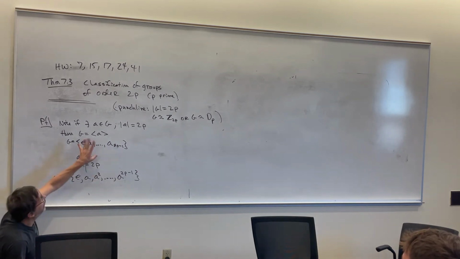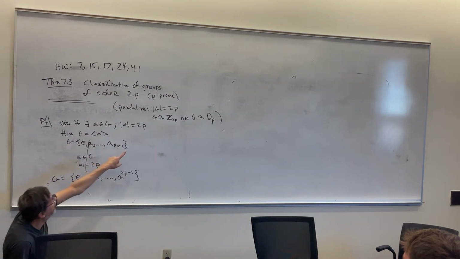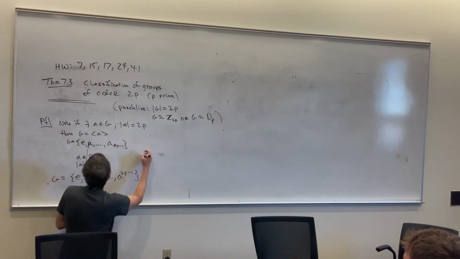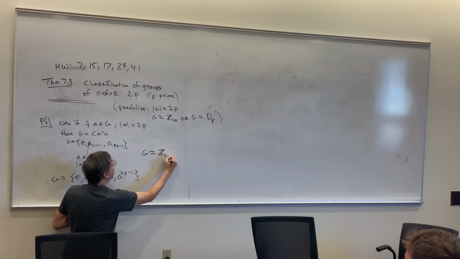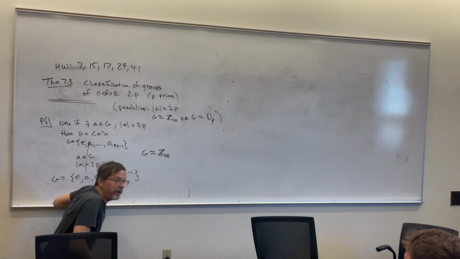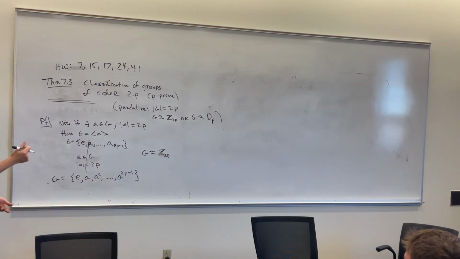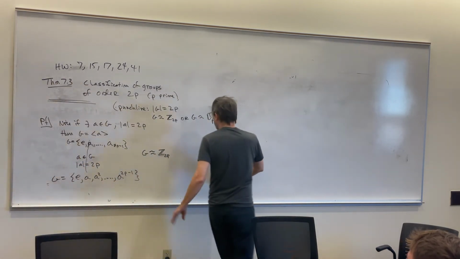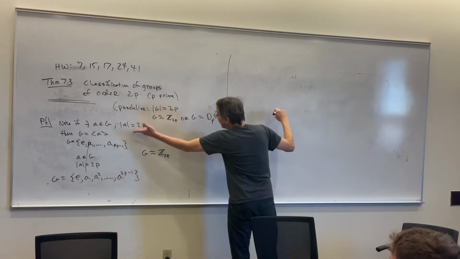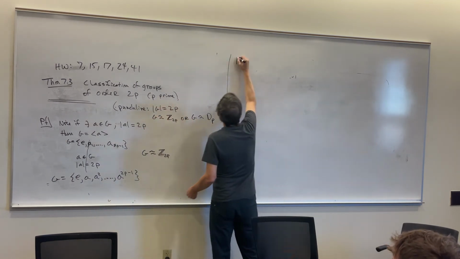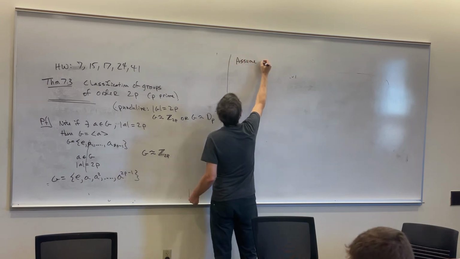So that case is good and done. If there's an element of order 2P, then we've got the first result, then we're isomorphic to Z2P. So if this is the case, then G is isomorphic to Z2P. That's how you get that. Find one element in there of order 2P, that's your group. That's your model for this group. So let's assume there isn't an element of order 2P. And this is where the fun starts.